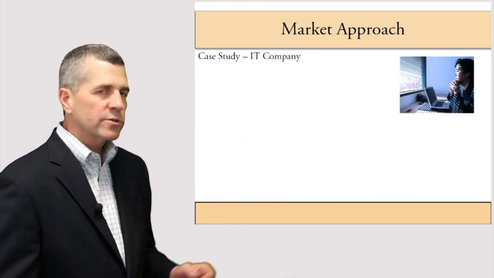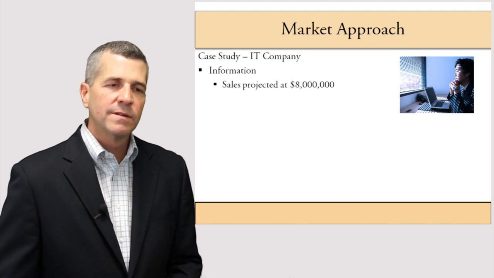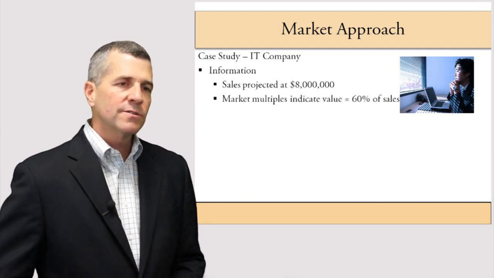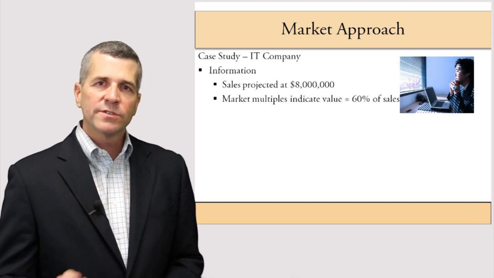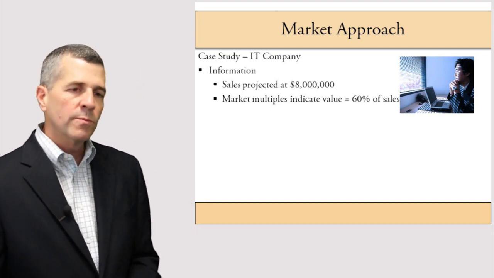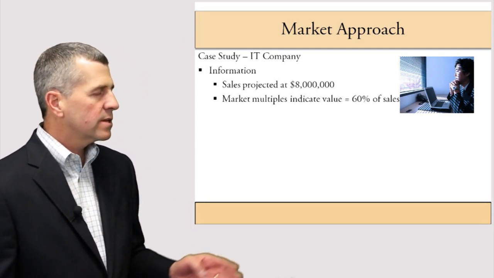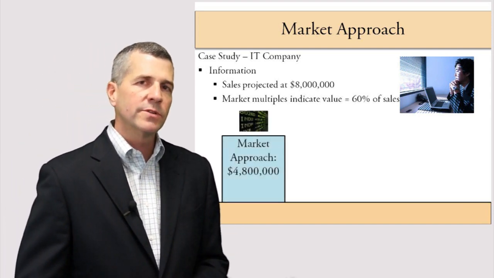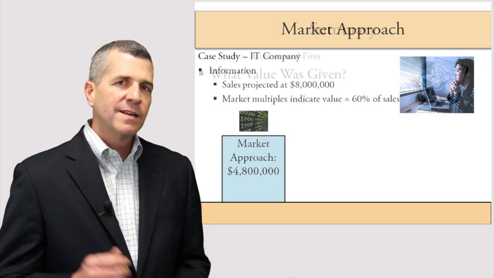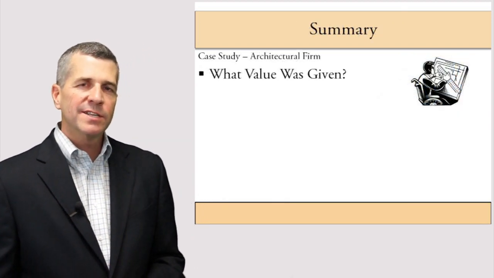Now let's go to the IT company. The IT company was projected to have sales of $8 million. The IT company also showed a market transaction comparable of 60% of sales. When we multiply the 60% times the $8 million, we get a value of $4.8 million under the market approach for the IT company.